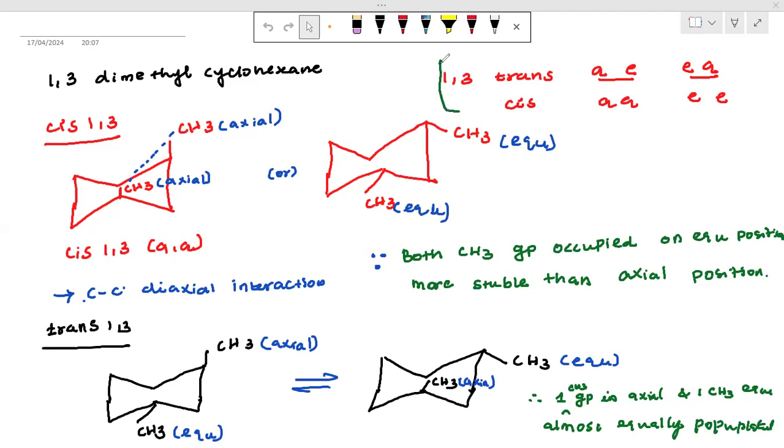Final conclusion: among these four forms, 1,3 cis and 1,3 trans, which will be the more stable structure? In the trans form, axial-equatorial, both are almost equally populated. We can't say that this form is more stable or that form is more stable.